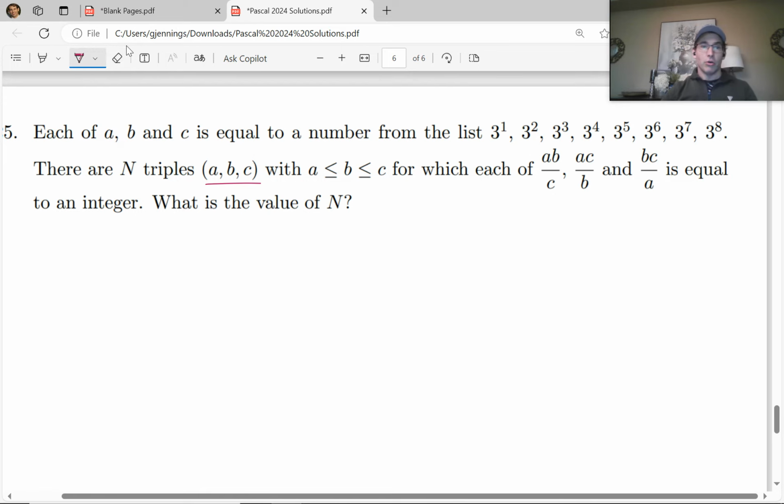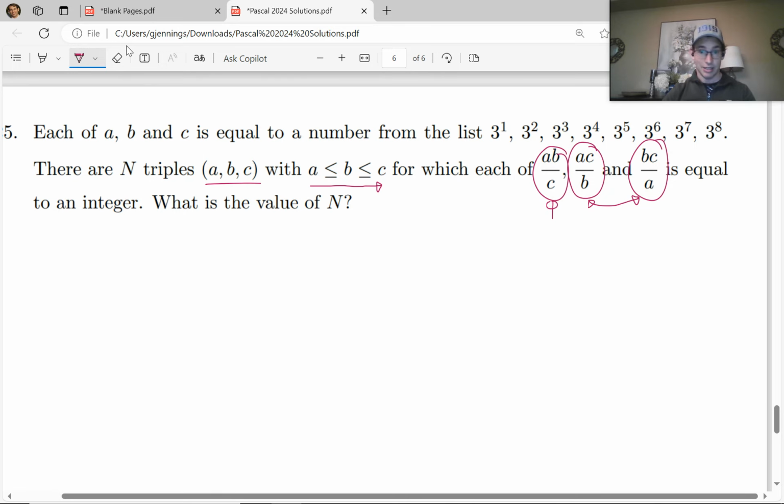So we want the total number of triples where A is less than or equal to B is less than or equal to C. So C is strictly largest, but can be the same size as B and A. And we want AB divided by C, AC divided by B, and BC divided by A to all be integers. Well, to be honest, these two are always integers. It's only this one that could ever not be an integer, AB on C.